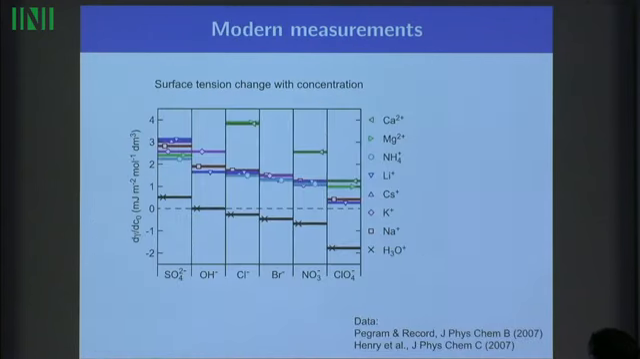And I have a collection of many different measurements that have been made over the past century, plotted here. So this is the derivative, the gamma d00. That's the derivative of this surface tension curve for different combinations of ions. And you can see that the surface tension change is typically positive for most ions. It's very positive for the divalent ones. So that's all very much in line with Onsager-Samaras.